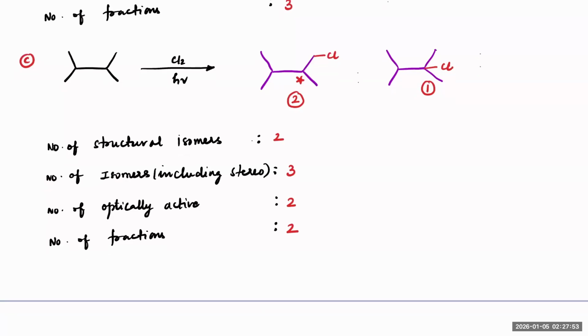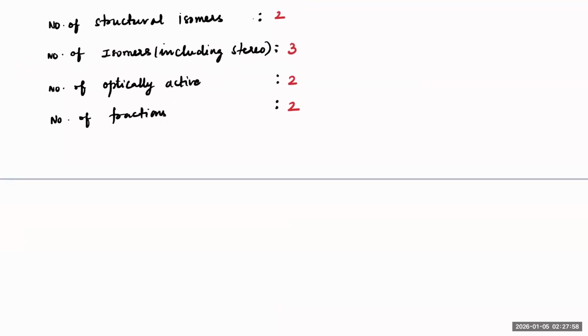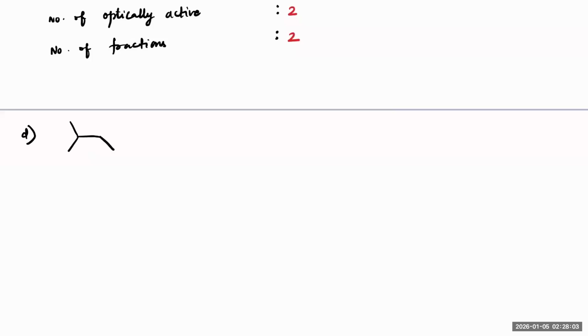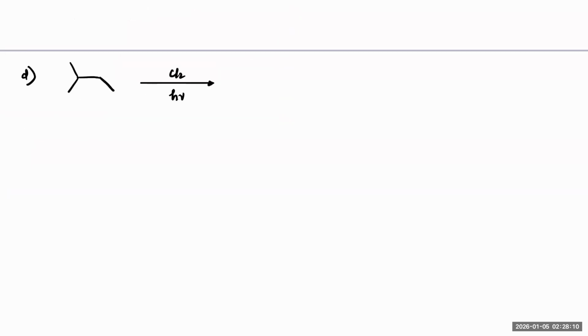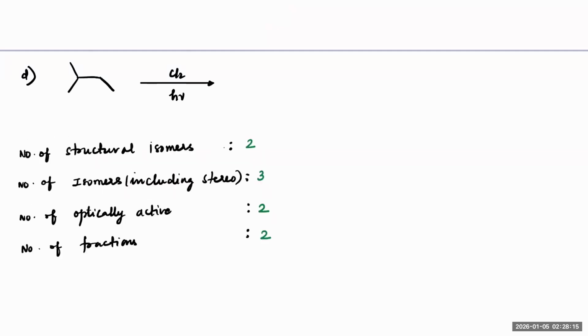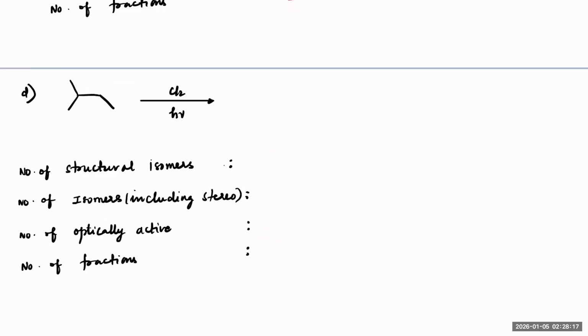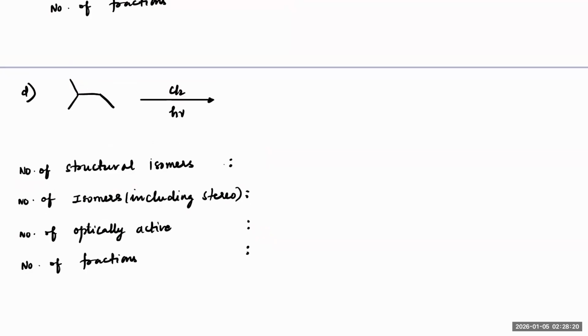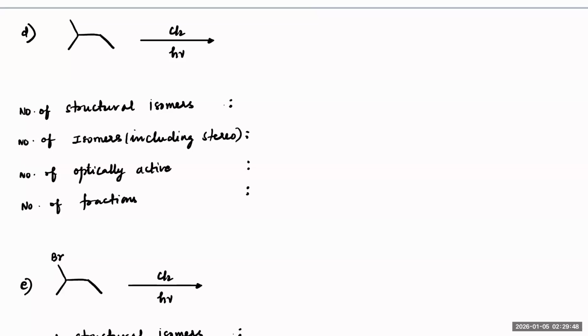Everybody? Now I'll go a little bit more detailed case. Now try this one. For this, if we react with Cl2 and H nu, I need to find out all these cases: number of structural, including stereo, active, and number of fractions. Everyone, please try this out. Right, please check if you got these cases, everybody.